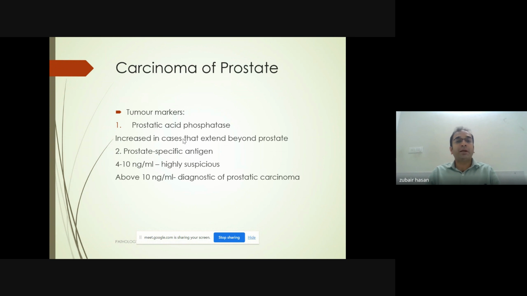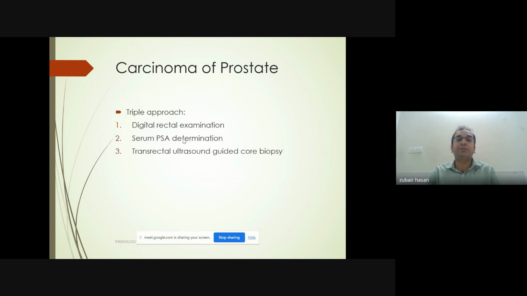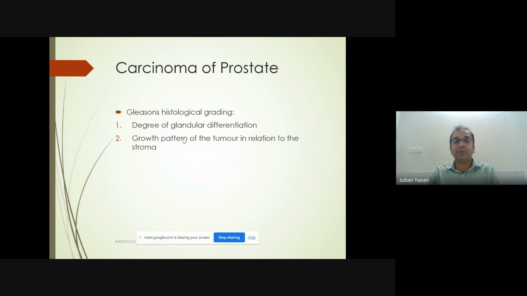Which are the tumor markers you will do? Prostate acid phosphatase, and PSA, prostate-specific antigen. 4 to 10 nanograms per ml is highly suspicious. Above 10 nanograms per ml is diagnostic of prostatic cancer. So you have a triple approach: digital rectal examination, serum PSA determination, and transrectal ultrasound-guided core biopsy.